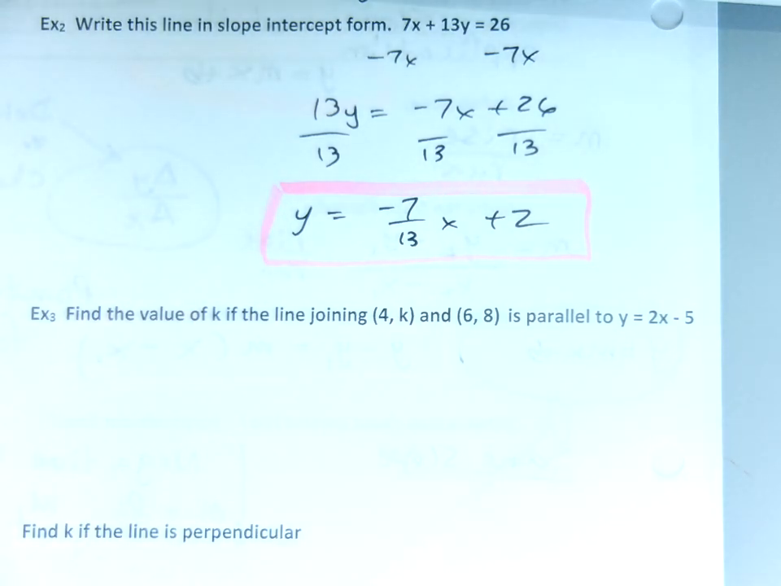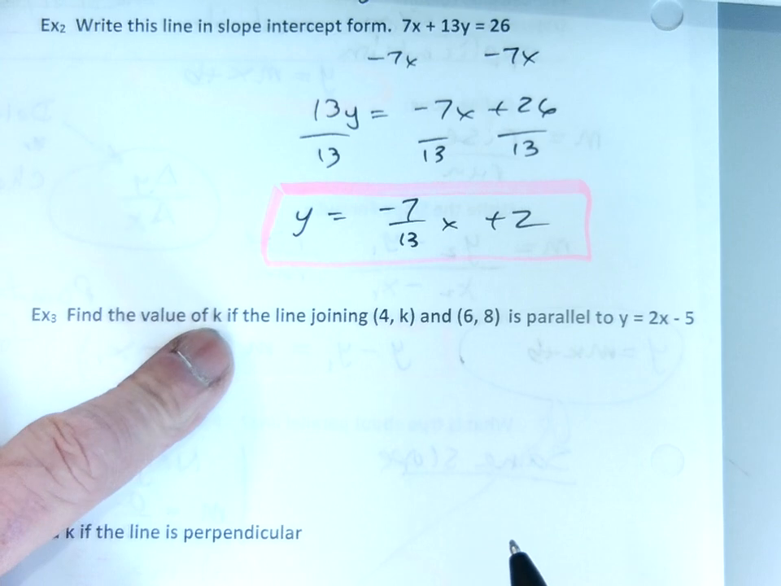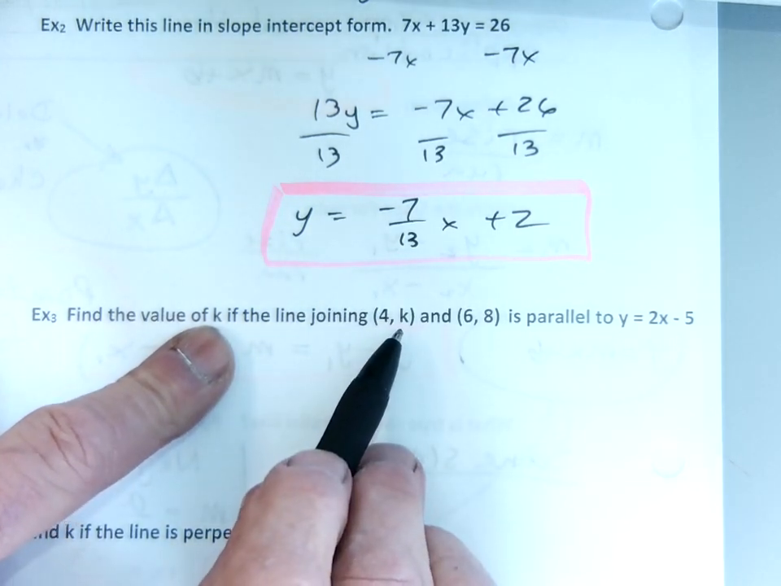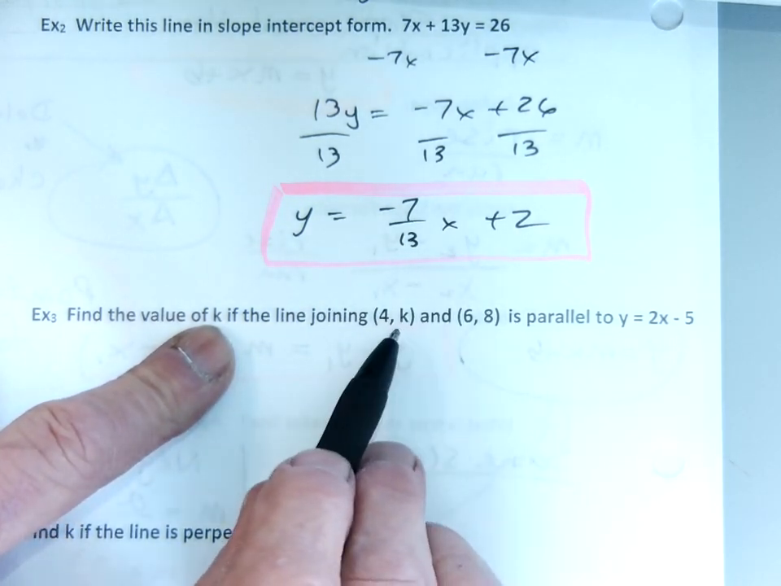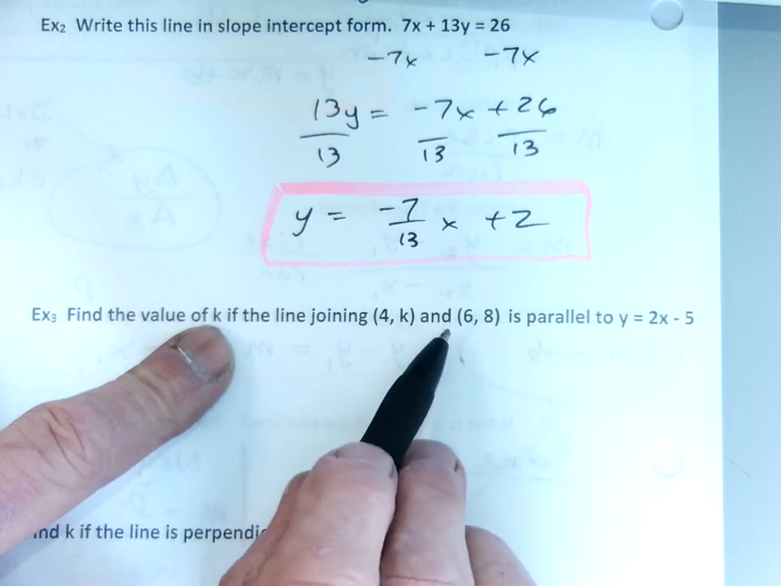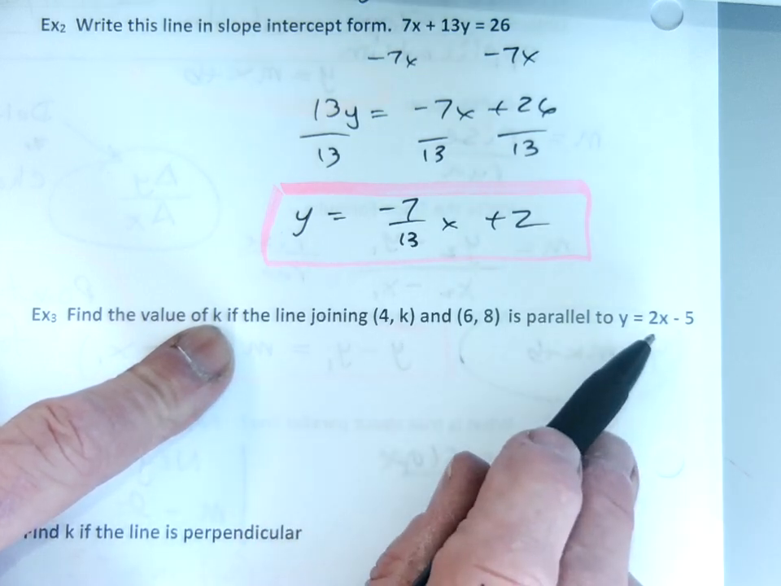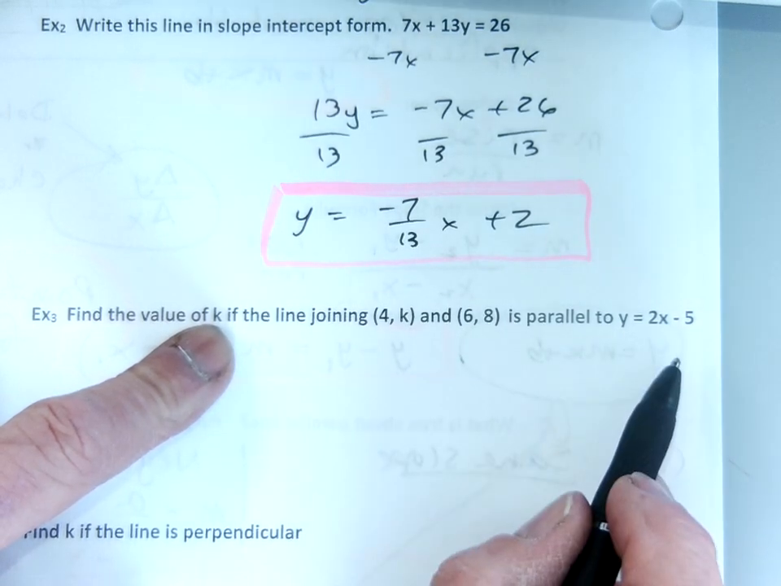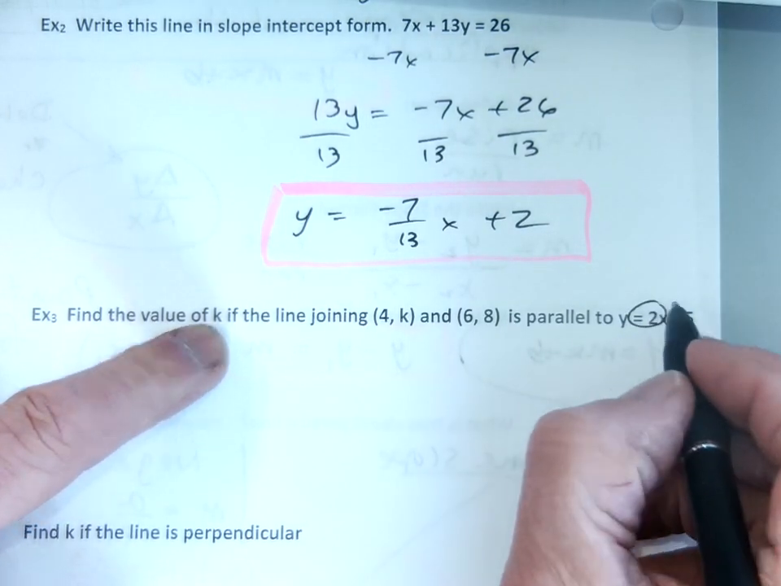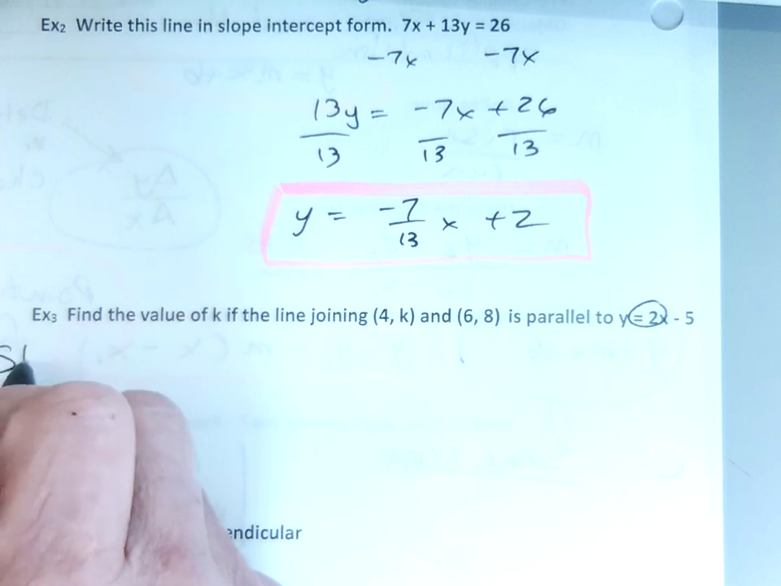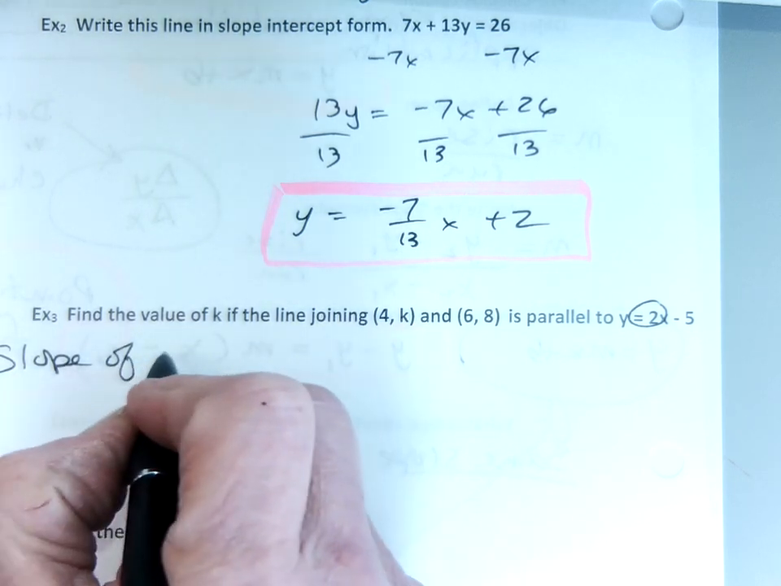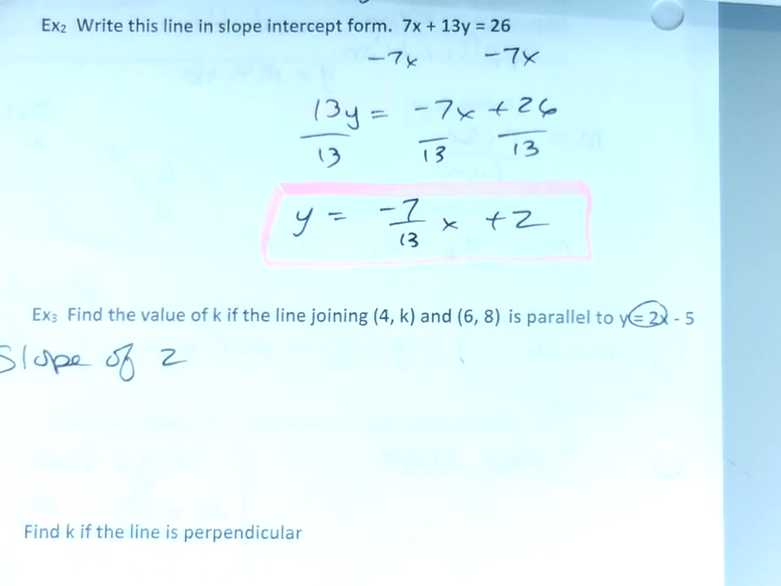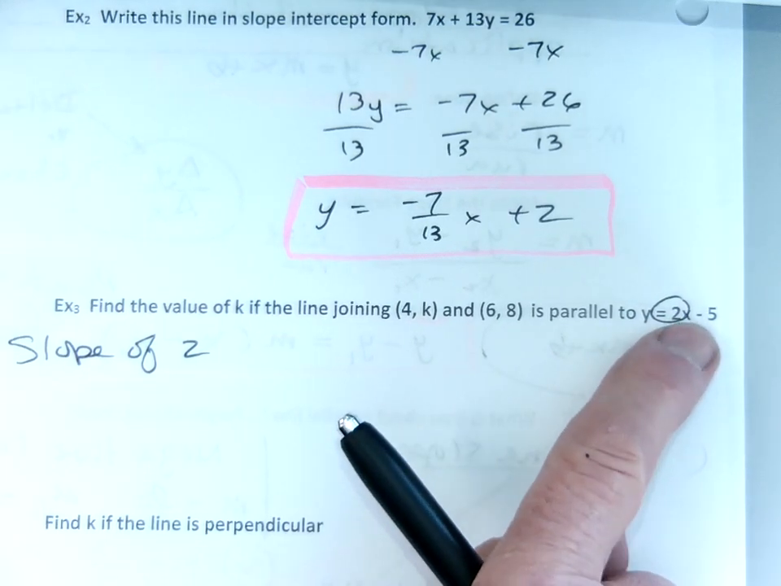Okay, example 3. K is some number, right? We don't know what it is, but we know these 2 points have to be parallel to this line. So these 2 points, if we were to graph it, they have to be parallel to this line. Well, what do we know? This line has a slope of 2, right? I just got it from the 2x.